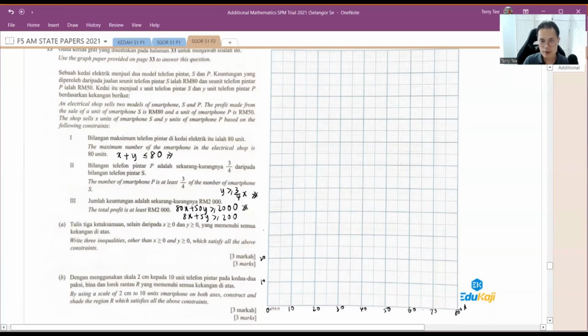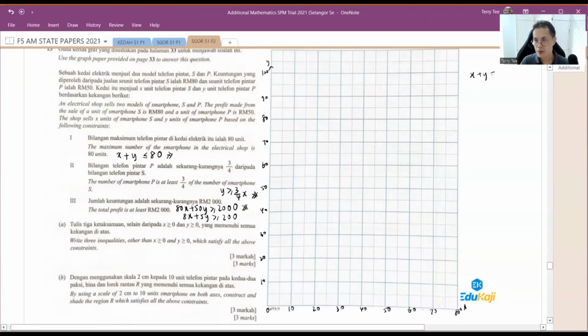This is your x. 10, 20, 30, 40, 50, 60, 70, 80, 90. I don't think we need to go all the way up. Okay, no, not so high. Okay, now I need a table value. So I'm going to draw my table values here.